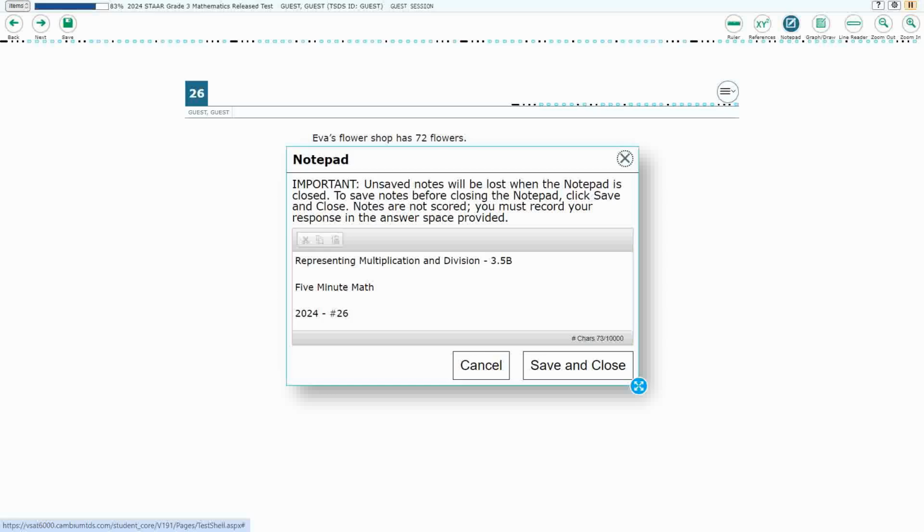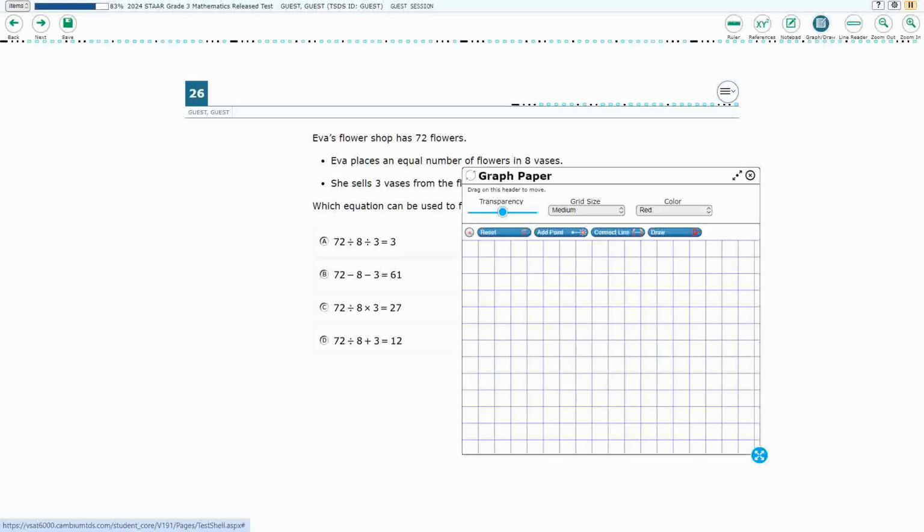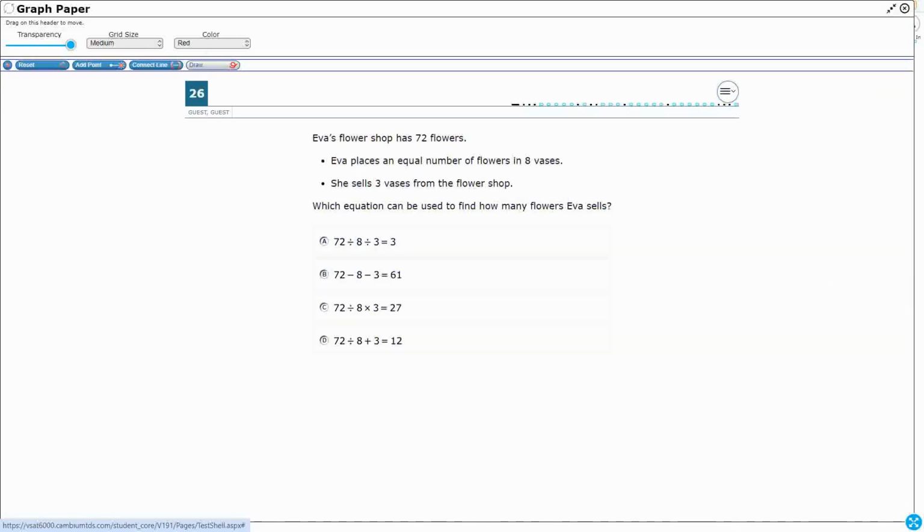Today we are looking at the third grade concept of representing multiplication and division. This is standard 3.5b in the great state of Texas, and we are using item number 26 of the 2024 released STAAR test. If you haven't done so already, please go ahead and take a moment to pause the video, work this problem out on your own, unpause it, and we will look at our answers together.